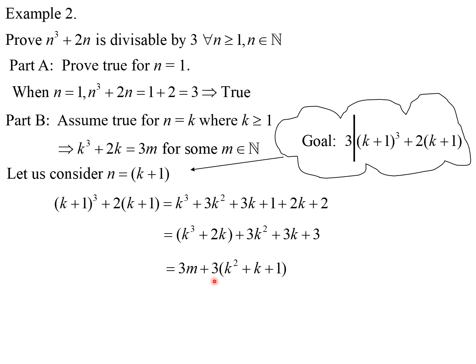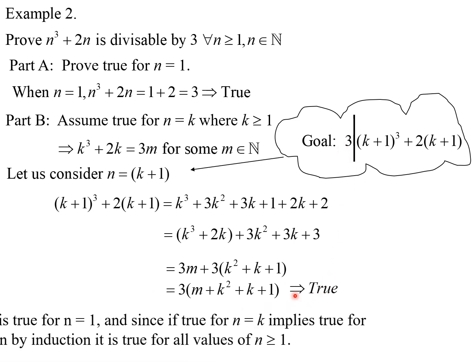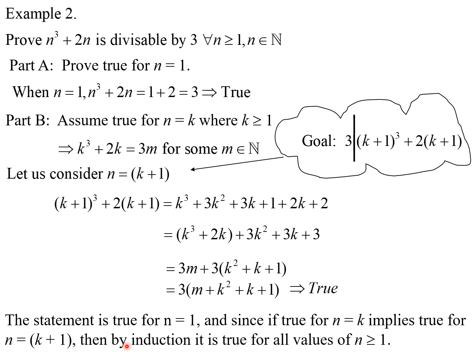So 3m and 3 times k squared plus k plus 1 are both multiples of 3, right? So we can factorize it together. So therefore, this actually proves and matches the goal. So your conclusion, you can write your conclusion in this way. The statement is true for n equals 1, and it's true for n equals k, and it's true for also n equals k plus 1. Therefore, by induction, it is true for all positive integers of n, or you can simply write n being larger or equal to 1 because it simply means the same.